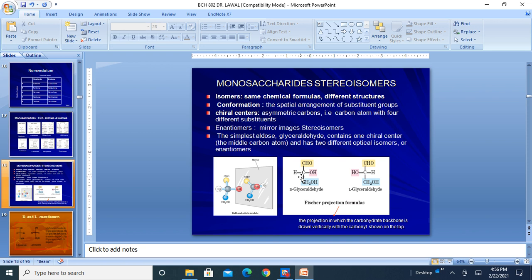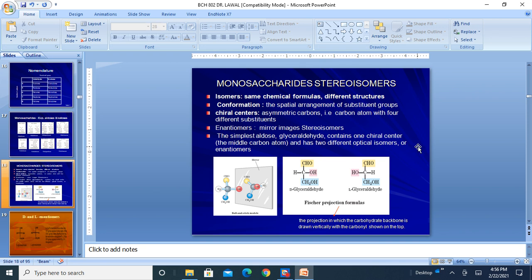Because of its asymmetric nature, it is able to rotate the plane of polarized light either to the right or to the left. When it rotates it to the left, it is the L-glyceraldehyde form, and when it rotates the plane of polarized light to the right, it is called the D-glyceraldehyde. The projection shown here is just the Fischer projection, where the bonds are shown as simple bonds. The simplest aldose, glyceraldehyde, contains 1 chiral center and it has 2 different optical isomers.